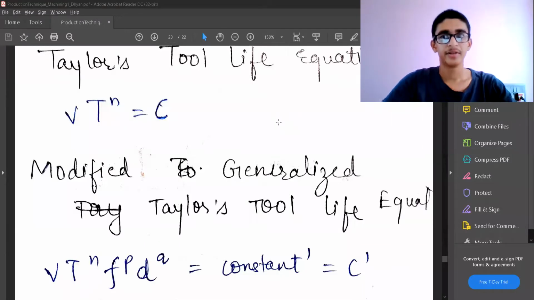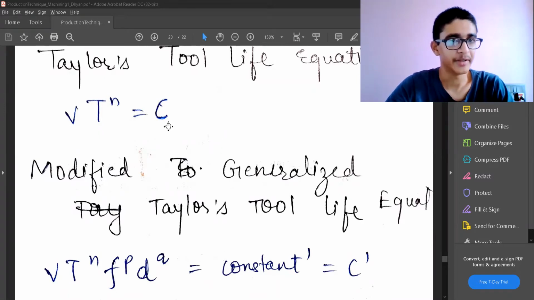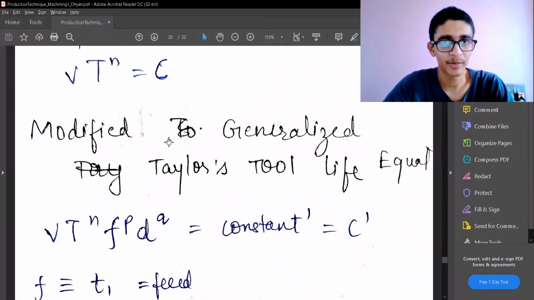So now let's start with a new topic of Taylor's tool life equation. This is a very important topic in respect to the tool life, tool consideration, and tool selection process also. So the general tool life equation, Taylor's tool life equation, is Vt raised to n is equal to C, some constant C, and that depends on the material properties obviously.